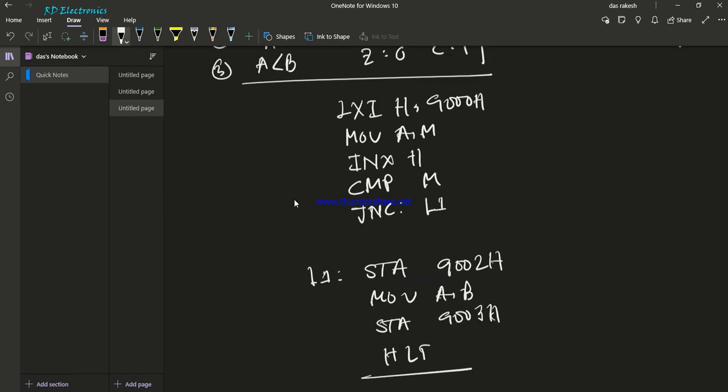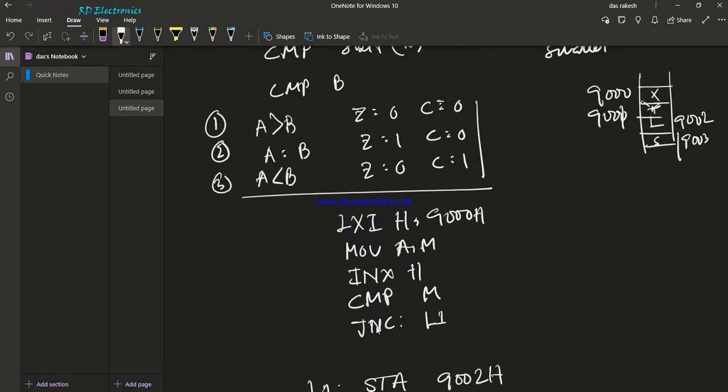But this is one condition that is met. But what is the other condition? That means if jump if no carry does not happen, that means carry is generated.